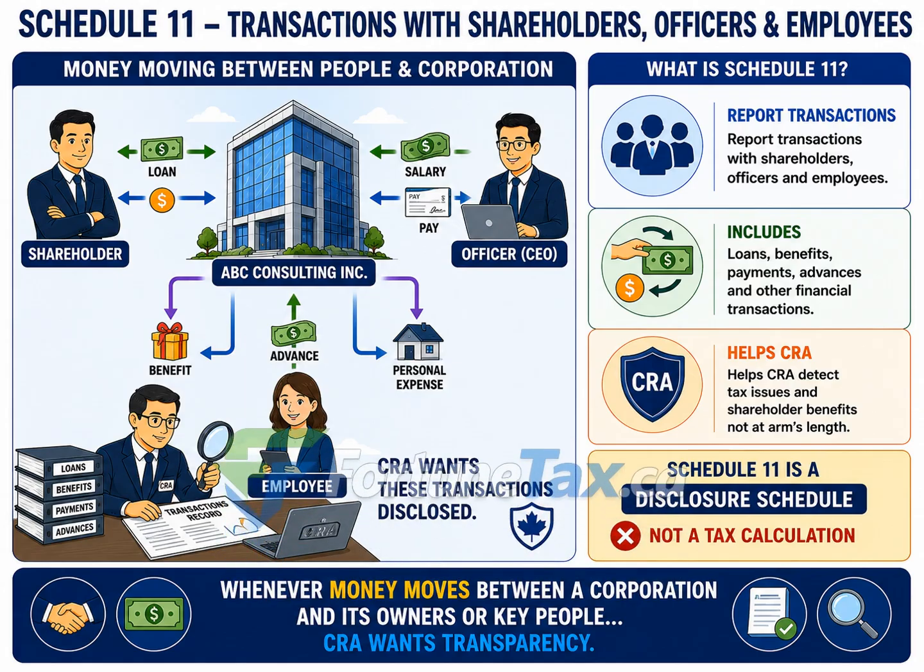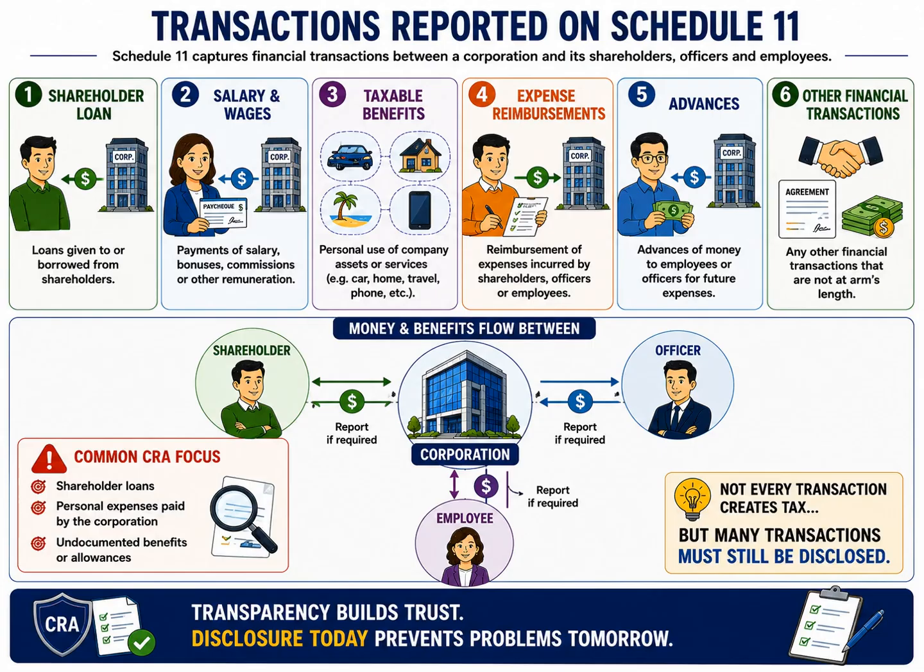The key takeaway is straightforward. Whenever money, benefits, loans, or other financial transactions occur between a corporation and its shareholders, officers, or employees, ask yourself whether the transaction should be disclosed on Schedule 11. Good disclosure promotes transparency, supports accurate tax reporting, and helps reduce the risk of questions during a CRA review or audit. Schedule 11 covers a wide variety of financial transactions between a corporation and its shareholders, officers, and employees.